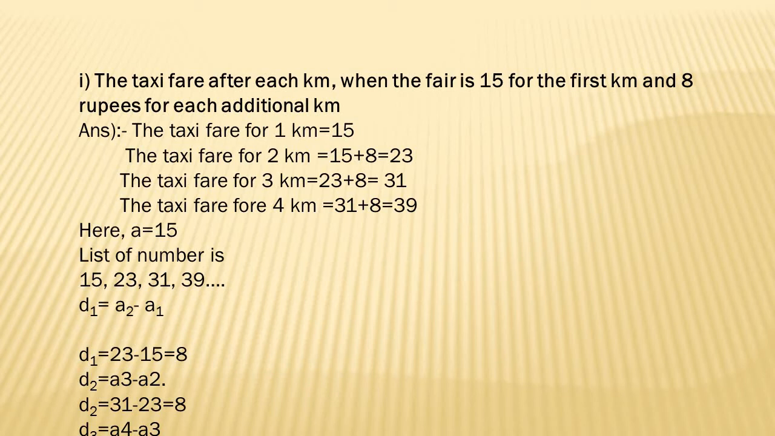Here we find that the common difference in all the 3 cases, when you subtract, you get 8. So it's constant, right? So it's the same. Since the common difference in this list of numbers is the same, we come to the conclusion that it forms an AP.